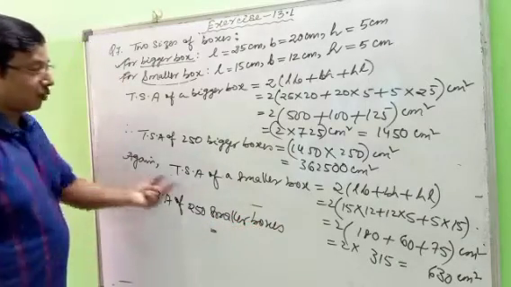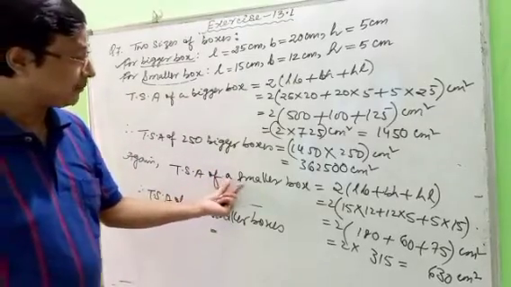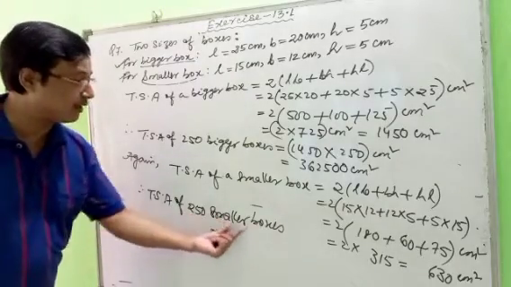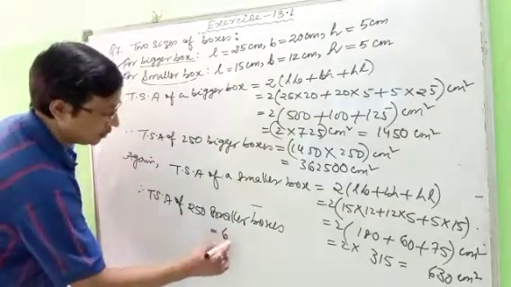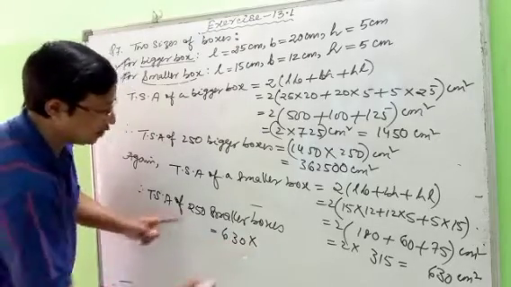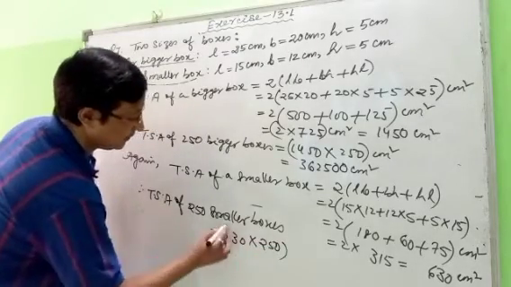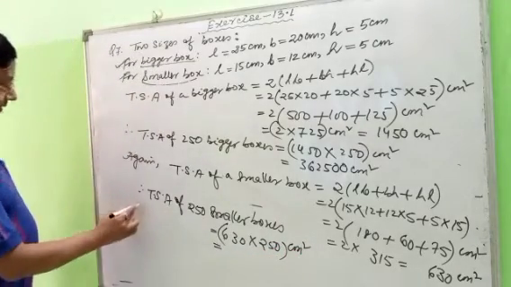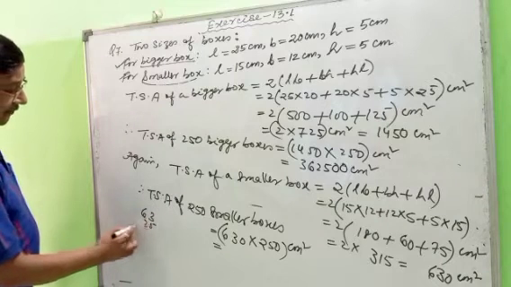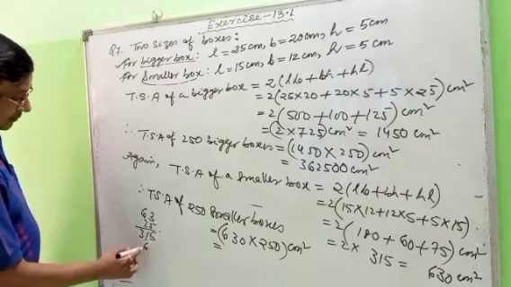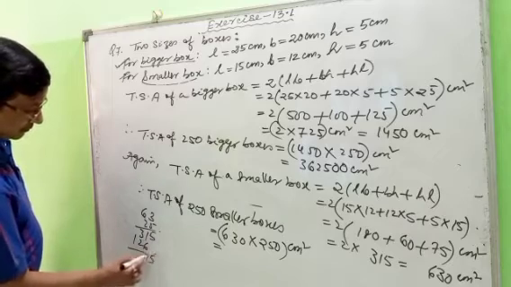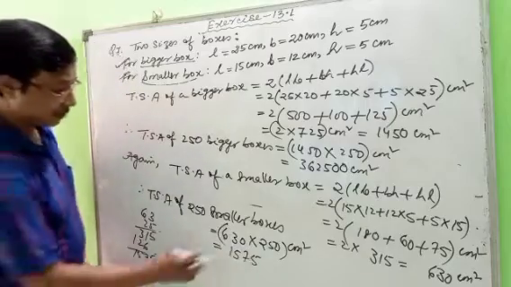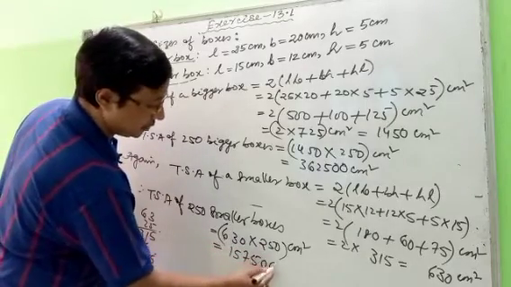So one smaller box area is 630. Similarly for 250 smaller boxes, it will be multiplied. So 630 into 250 centimeter square equals, here 63 multiplied with 25, so it is 1575. There will be 2 zeros, so 157500 centimeter square.